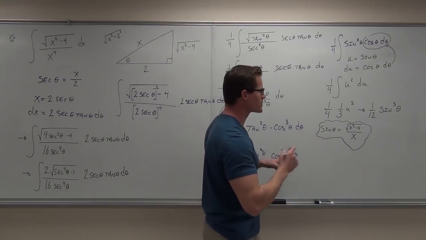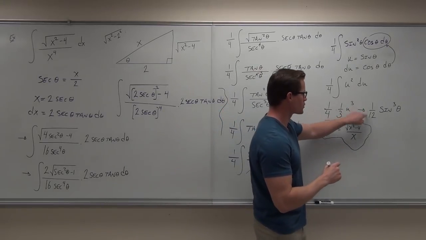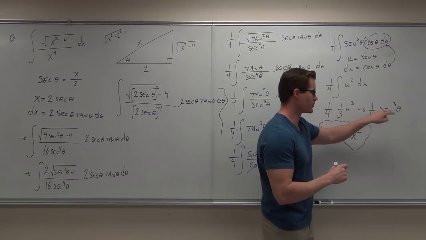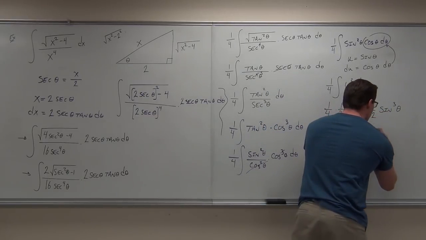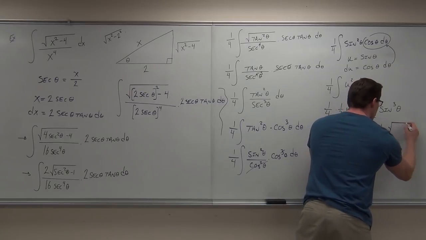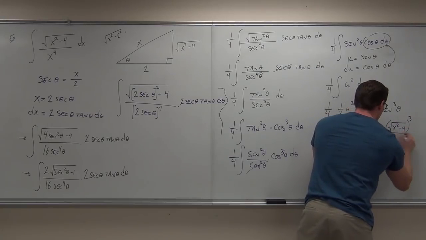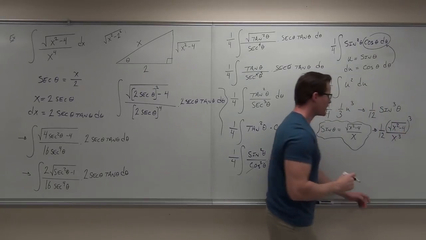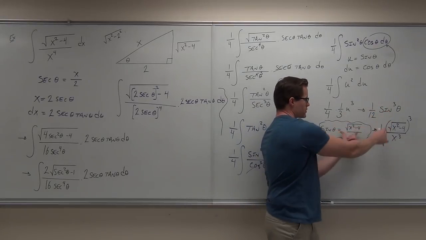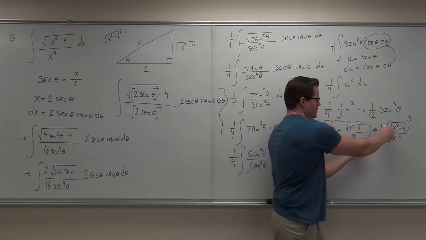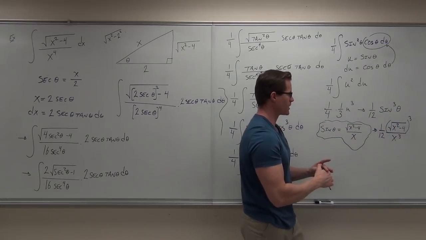One last little step that we have. We've got a 1/12, we've got a sine to the third. So basically, all this stuff is being raised to the third power. So we get a 1/12, we get a square root of x squared minus 4 to the third, and we get an x to the third. Are you guys okay that both these are going to be raised to the third power? It's sine theta to the third. Both numerator and denominator are raised to the third power.